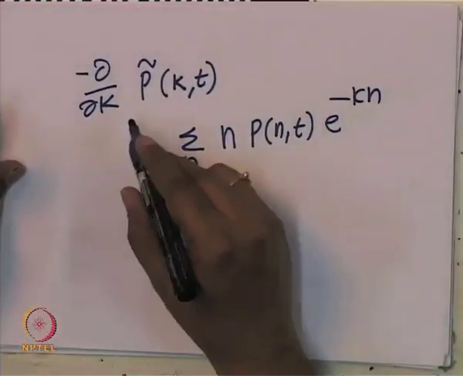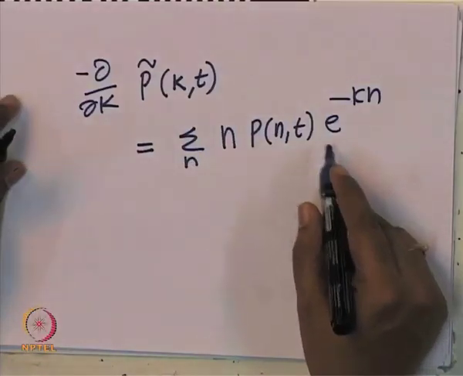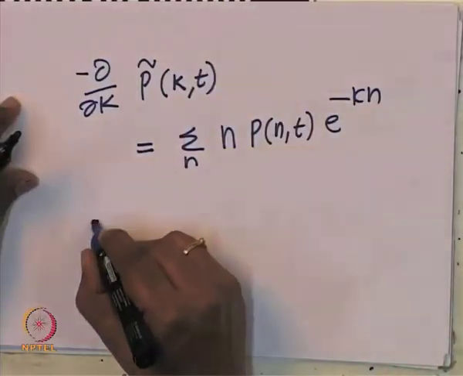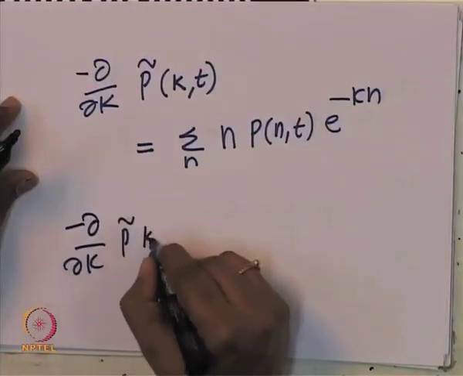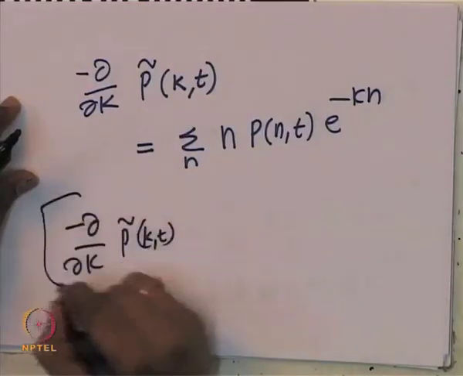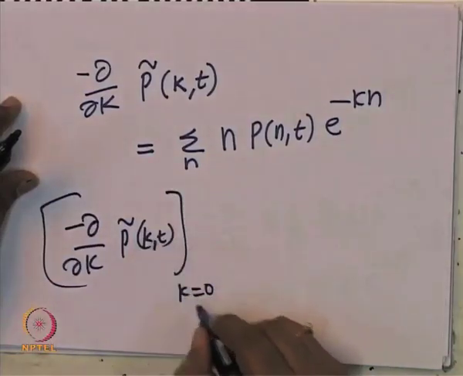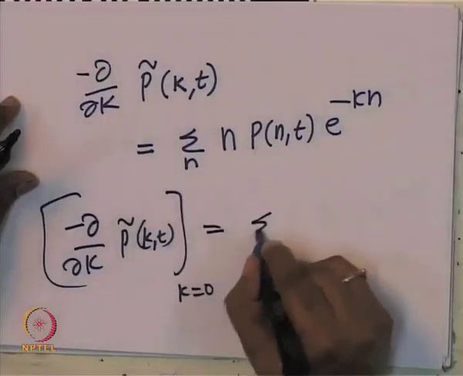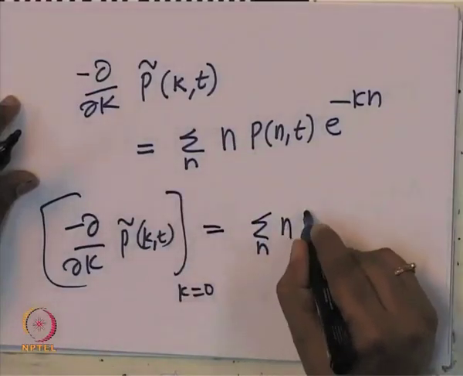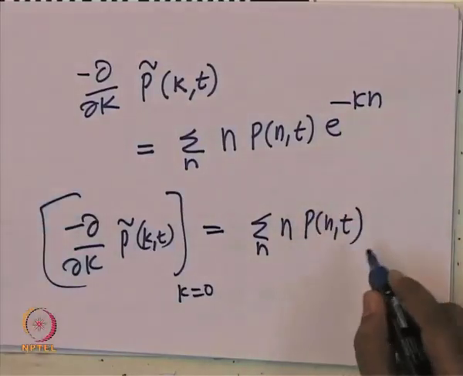Now, if I put k equal to 0 in this, so I calculate this at k equal to 0. That is, if I calculate del by del k of p tilde of k comma t and then put k equal to 0, evaluate this at k equal to 0, then what you get is sum over n p of n comma t, and when k is 0, this is 1. So, this is what you get.